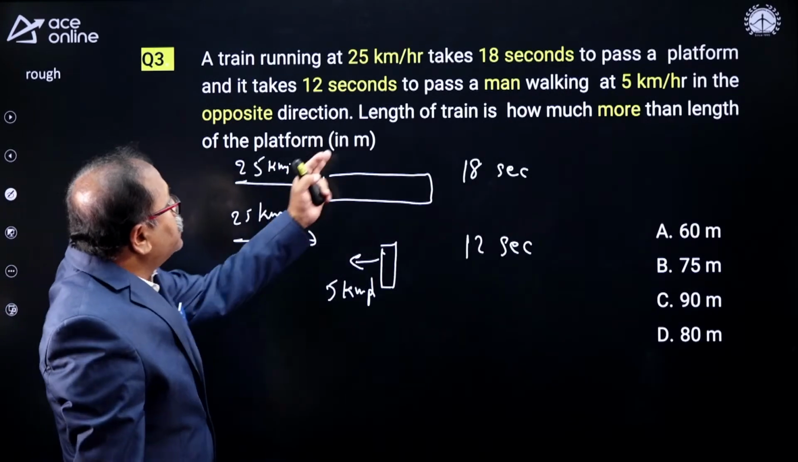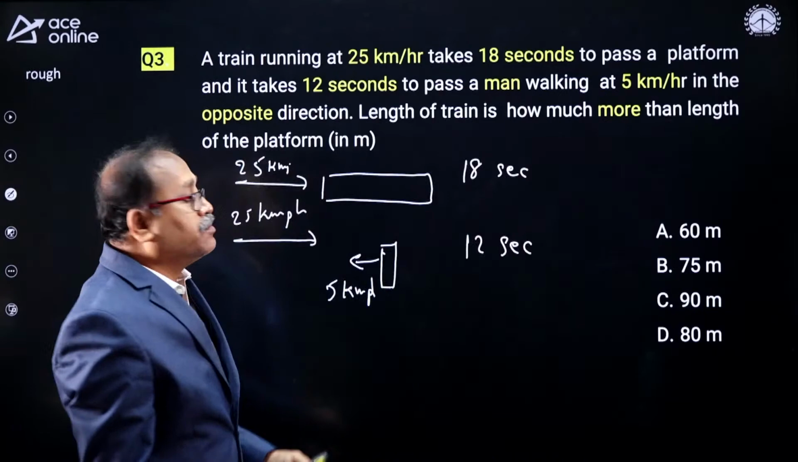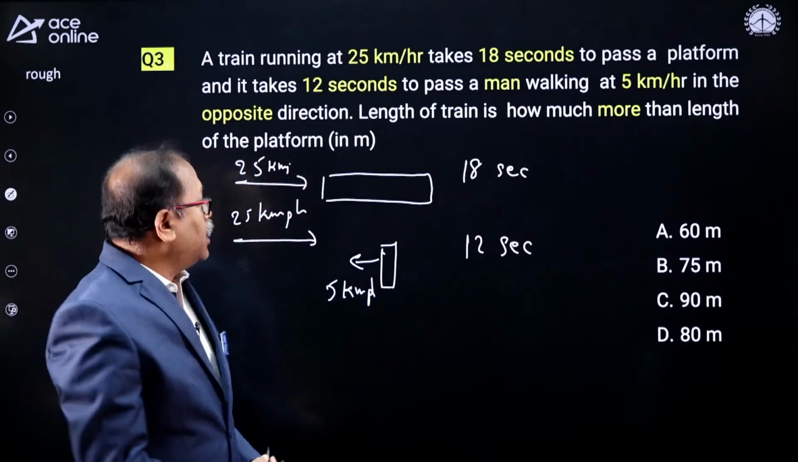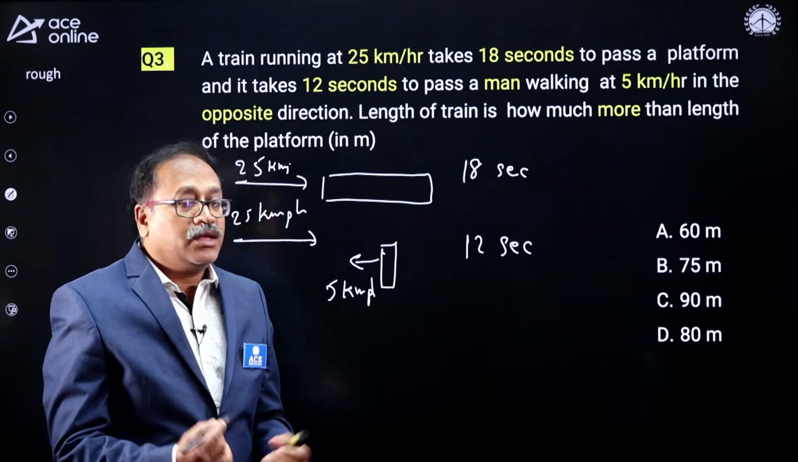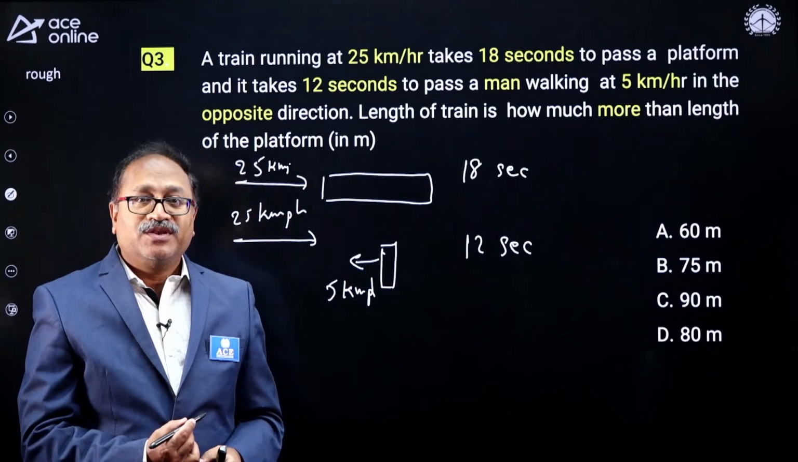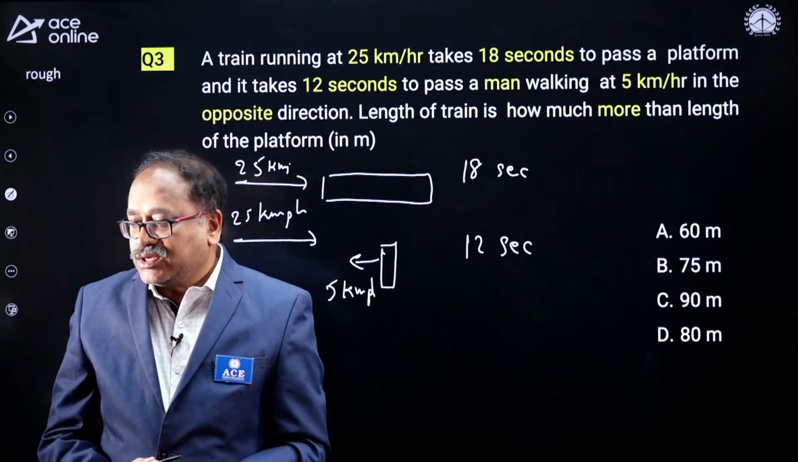Okay. Now the question is, length of the train is how much more than the length of the platform? So I need to find out the length of the train and the length of the platform and then take the difference of it. So can I give you 10 seconds to answer the question? Anusha already answered it.